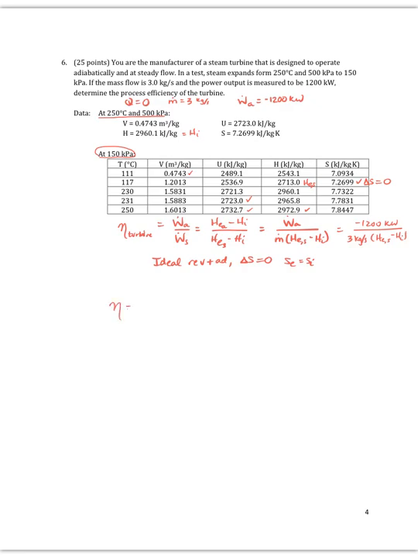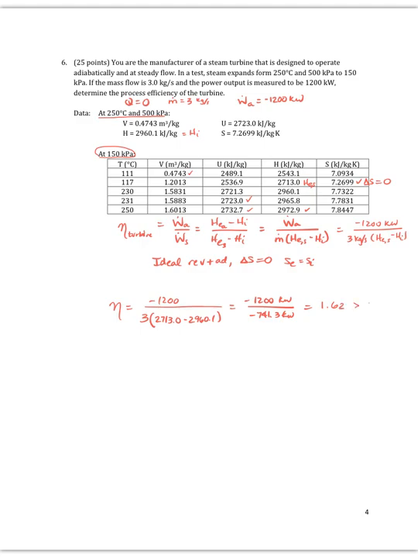So therefore, the efficiency is negative 1200 kilowatts over 3 kilograms per second, times 2713.0 minus 2960.1. So negative 1200 kilowatts over negative 741.3 kilowatts. Now, okay, if you actually do this math, what you're going to see is that we get a number that is, in this case, 1.62.